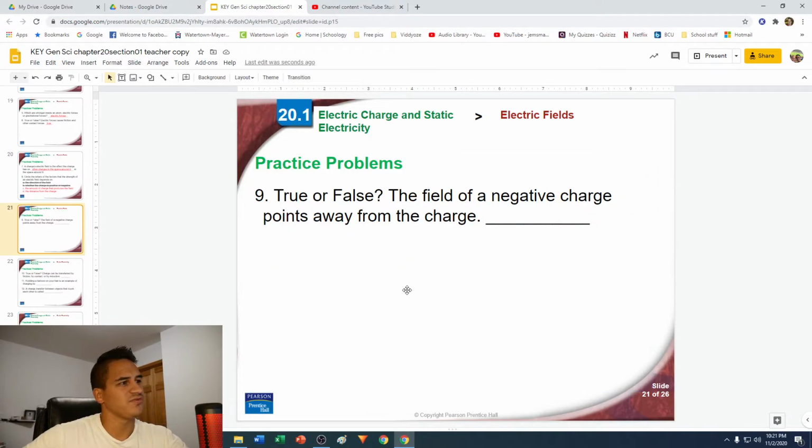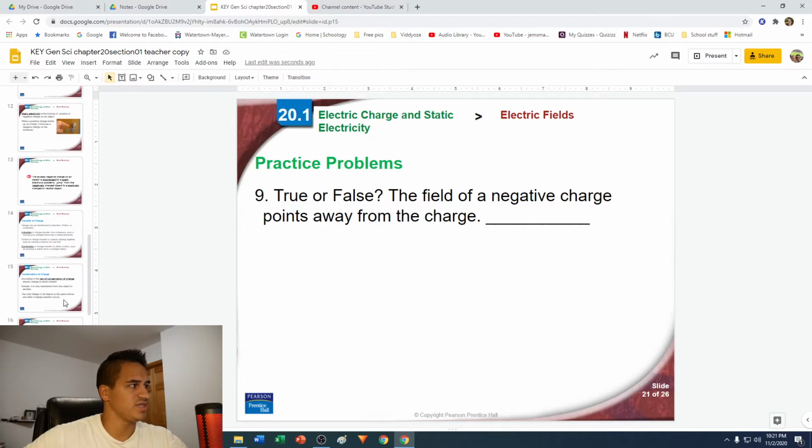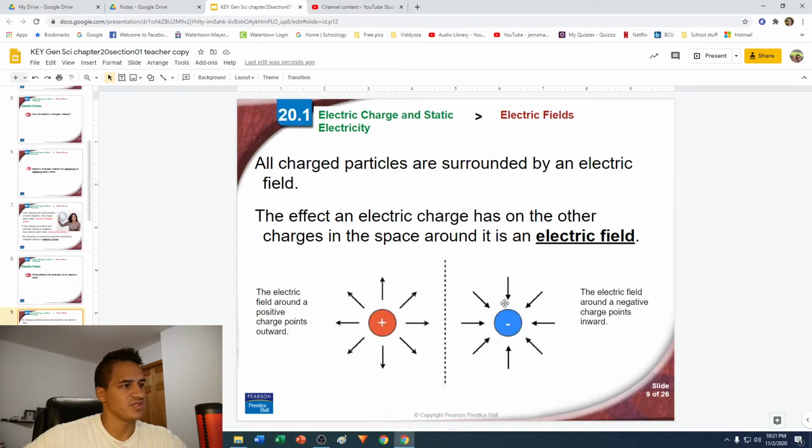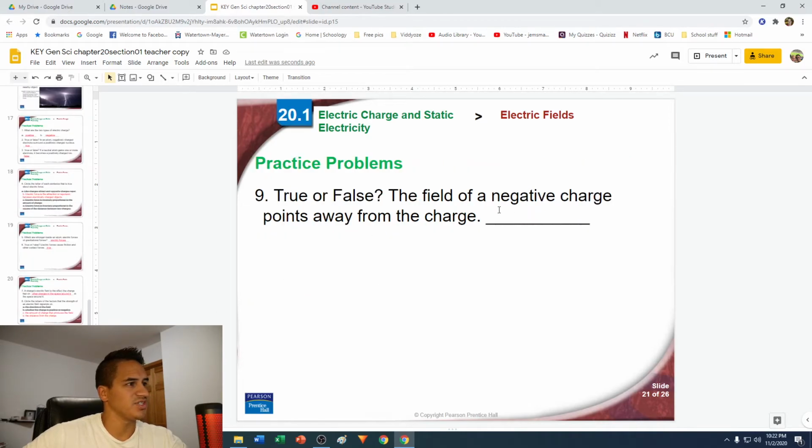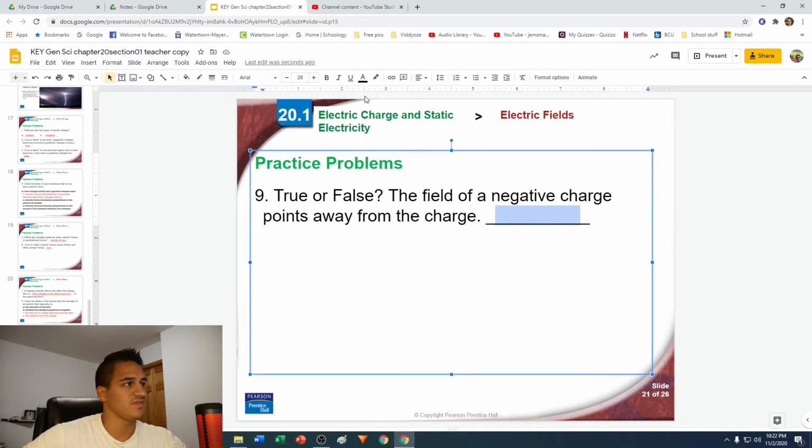Number 9, true or false, the field of a negative charge points away from the charge. That is false, and we can see that if we go back to the notes and look at the slides here with the electric field lines. Positive electric charges have electric fields that point away from them. Negative charges have electric field lines that point towards them. So number 9 is saying if the charge is negative, the field will point away. No. If the charge is positive, then the field lines will point away. But if it's negative, the field lines will point towards the charge.